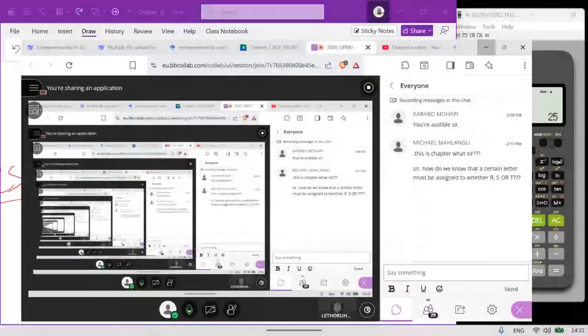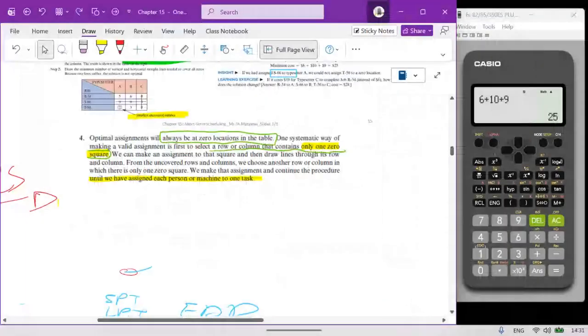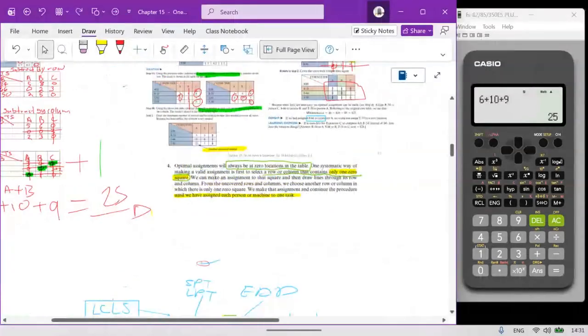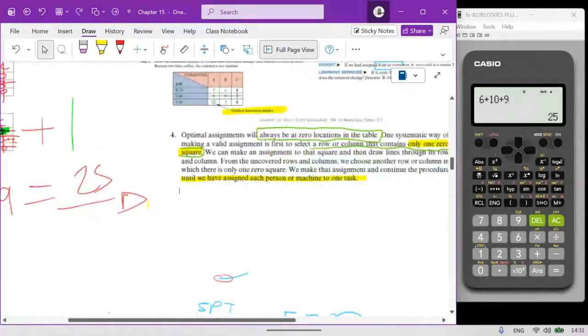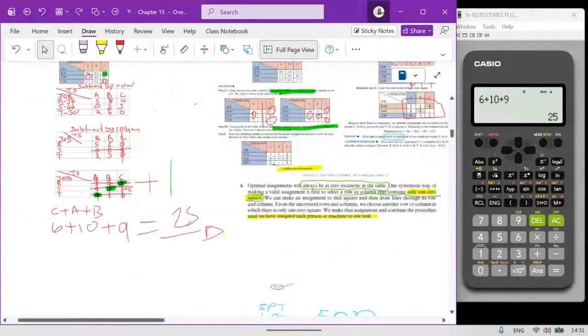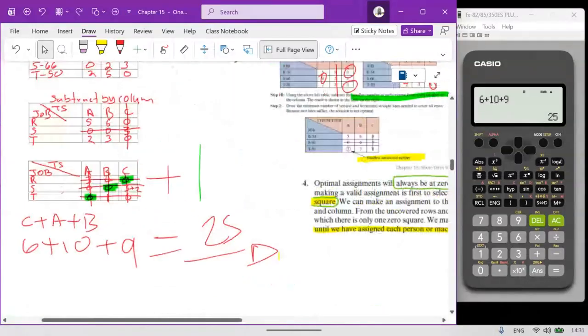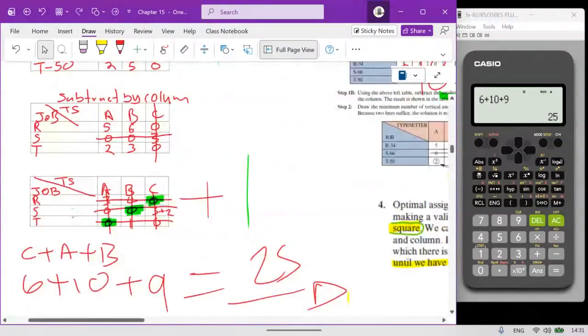Okay, so I want to explain this as soon as we get to the problems. I will need to explain it much better on the problems, unlike on this example.